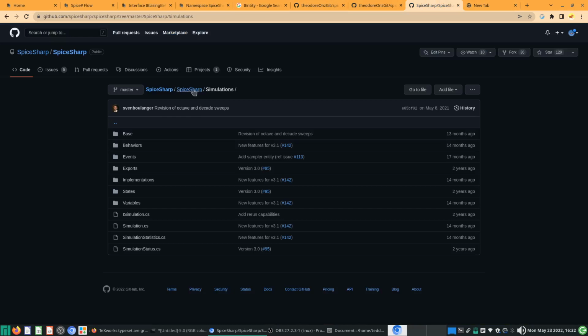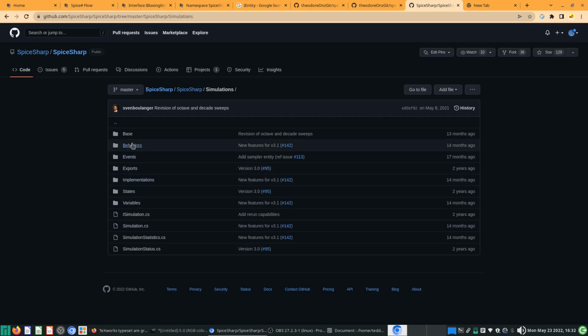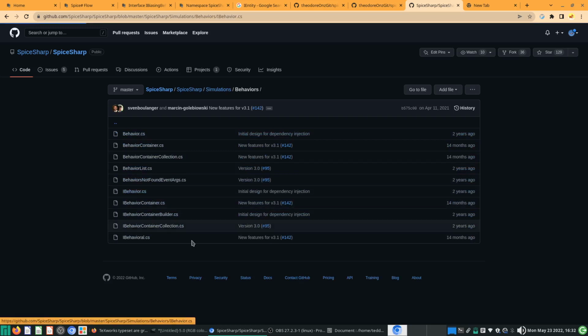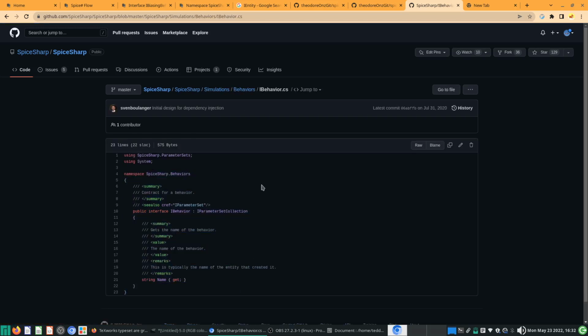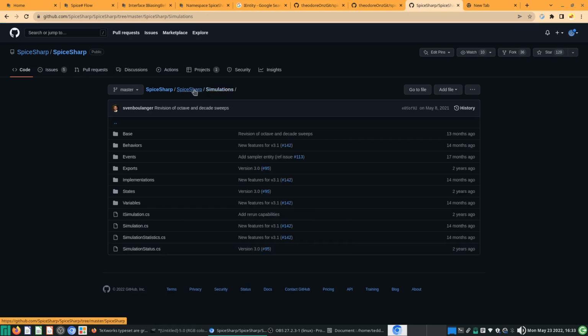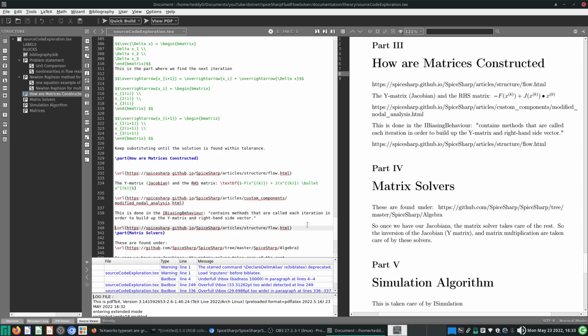Where is it found? As of the last time I searched, I think it was found under simulation and behaviors. You can see that behavior is over here. This is one of the first things that you inherit from. And I believe simulations is one. So behaviors is found here. I'll just keep putting this down. Behavior is found here. URL.